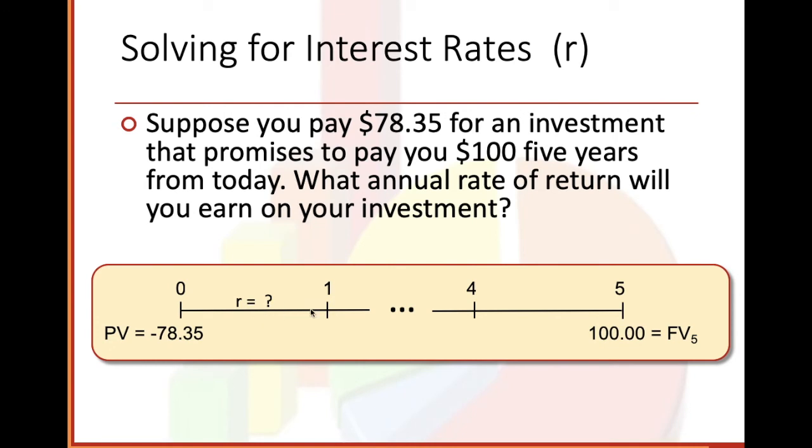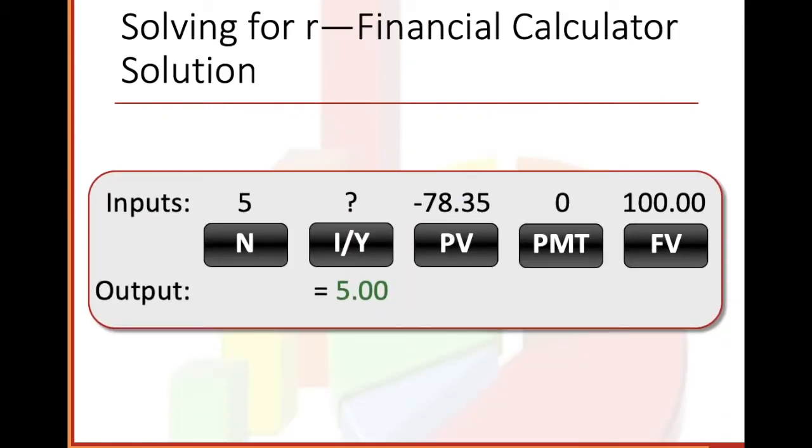Okay, so with our calculator, our input is going to be interest per year. We don't know that. Our present value is going to be minus $78.35, 0 payments, and then our future value will be $100. Okay, so then it'll give us 5% interest per year.